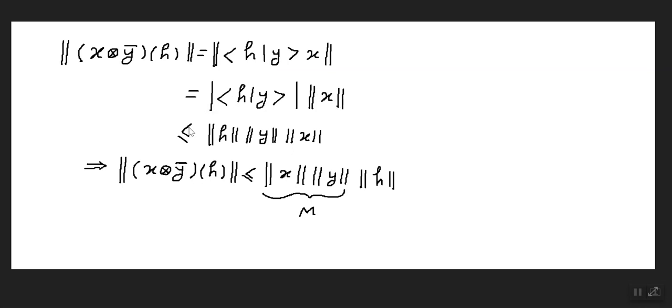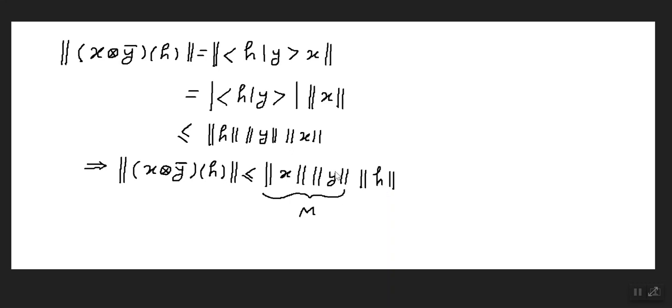So, what is happening? Why can we say that this is less than or equal to the norm of h, the norm of y, the norm of x? This is due to the Cauchy-Schwarz inequality. Do you remember we have the Cauchy-Schwarz inequality for the inner product, which says that the absolute value of the inner product of h and y is less than or equal to the norm of h times the norm of y, and this is itself times the norm of x. So from this discussion, you agree with me, look at here, we get this: the norm of X tensor Y bar applied to h is less than or equal to the norm of x, the norm of y, the norm of h.